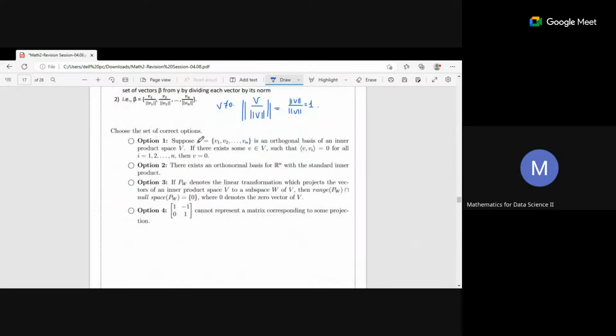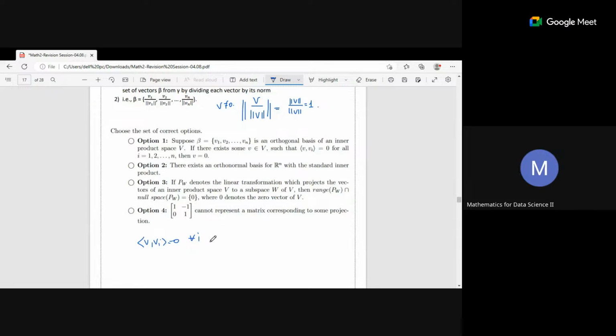Choose a set of correct options. Suppose beta equal to V1, V2, up to Vn is an orthogonal basis of an inner product space V. If there exists some v in V such that inner product of v and Vi equal to 0 for all these basis elements, then v equal to 0. Is that true? Yes. They are saying if inner product of v and Vi is 0 for all i, then you have to prove that v equal to 0.